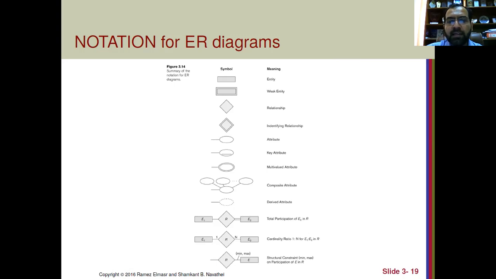And the last three symbols basically represent the participation constraint. That participation constraint, if you see, is either represented with a double line or with a single line. Here we have a double line, here we have a single line. Whenever we have a double line, it means total participation of E2. It means all the instances of E2 will participate, but only a few instances of this entity will participate because this is a single line. It means it is a partial constraint, and the double line represents the total participation constraint. Okay, and similarly we have various relationships in terms of one is to many, one is to one, and many is to many, which we will understand later on.